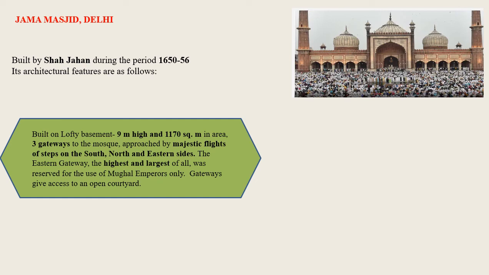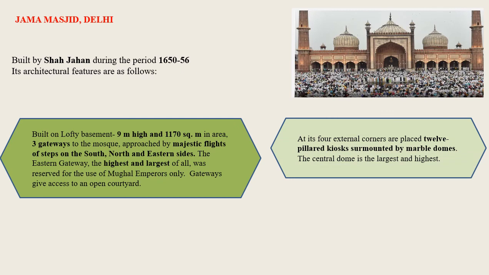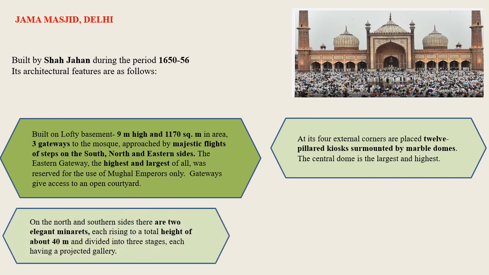The eastern gateway, the highest and largest of all, was reserved for the use of Mughal emperors only. The three gateways give access to an open courtyard. At its four external corners are placed 12-pillar kiosks surmounted by marble domes. The central dome is the largest and highest. On the north and southern sides, there are two elegant minarets, each rising to a total height of about 40 meters and divided into three stages, each having a projected gallery.